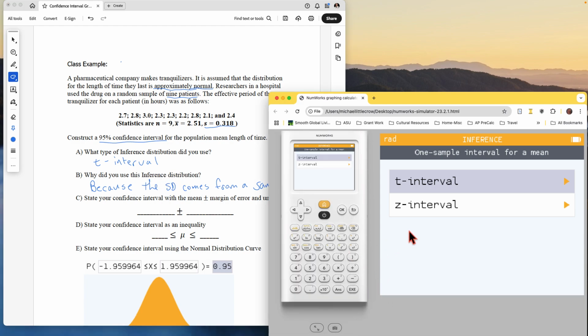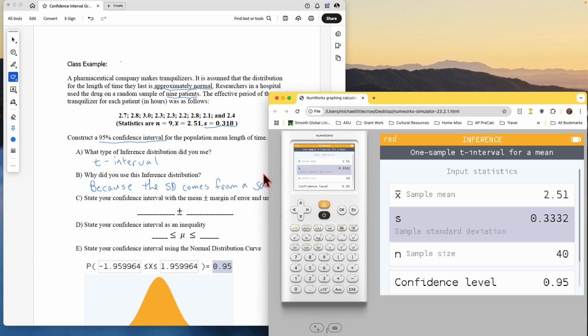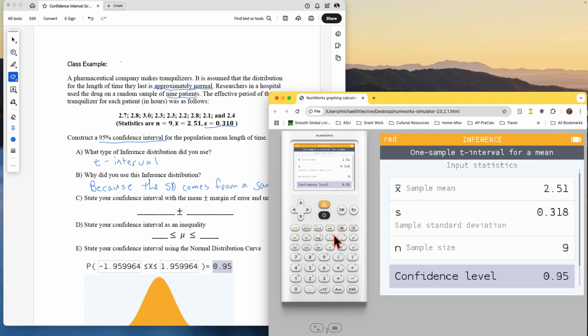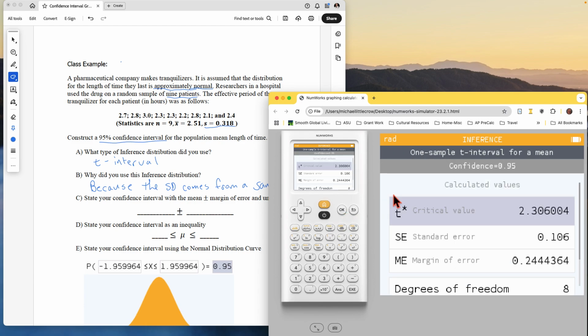We come back to the calculator. We're going to do a t interval. We input our statistics rather than using the data set. The mean we're given is 2.51. The standard deviation we're given is 0.318. Sample size is 9. And our confidence level that we're looking for is 95%, which is what's already there, so we could just accept that as the default. And now we've got all our information.